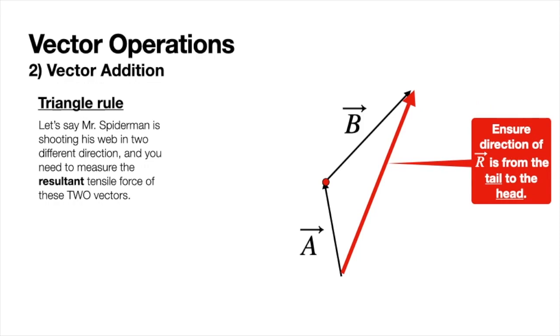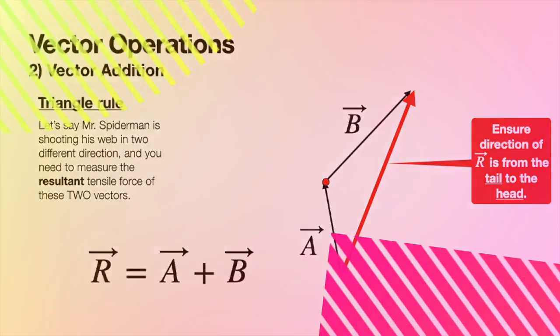Okay, similarly, you have to ensure the direction of the resultant vector is from the tail to the head. So again, the resultant force, which is R, is equal to A plus B, which has the same magnitude and direction as the one that you get from the parallelogram law.